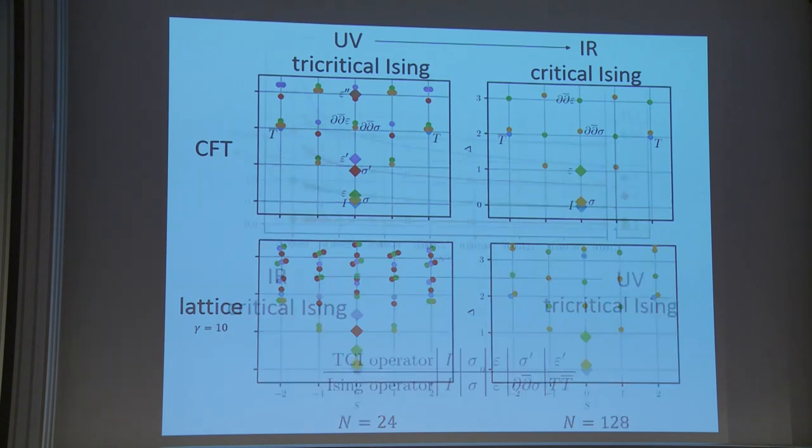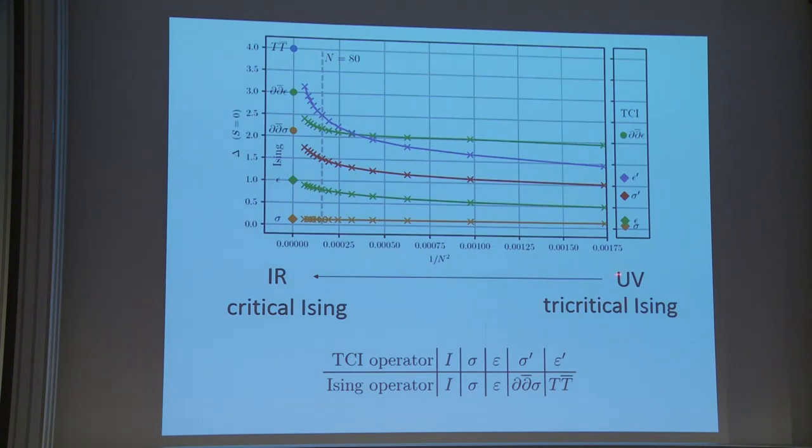In between, what you can do is select a few of the energy eigenvalues as a function of system size, 1 over n squared. This is a small system size, and in this direction you increase the system size. You follow the low energy spectrum on the circle, and on one extreme these energy levels correspond to local operators of the tricritical Ising model, and on this side the continuation of these eigenvalues or eigenvectors corresponds to a different set of scaling operators of the critical Ising model. So we have a nice way of relating scaling operators from one CFT to another. And this is fully non-perturbative. So that's it. Thank you.